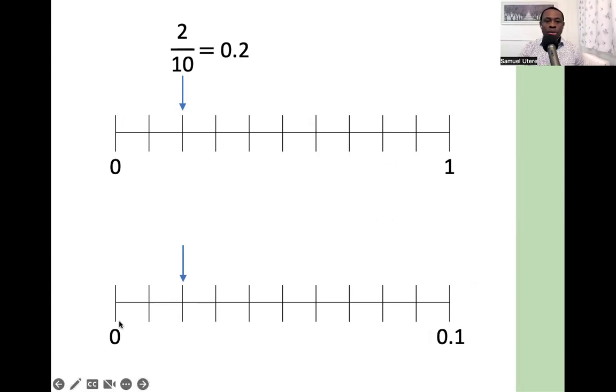This one, we know that we have 0 to 0.1. So if we use our knowledge of what we know, this one will be 2/100, which will be 0.02.